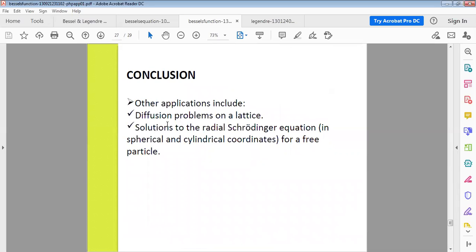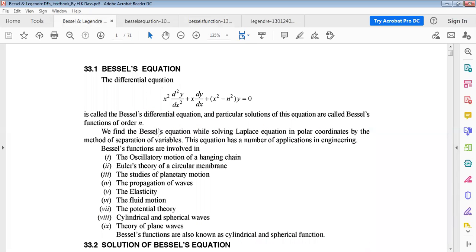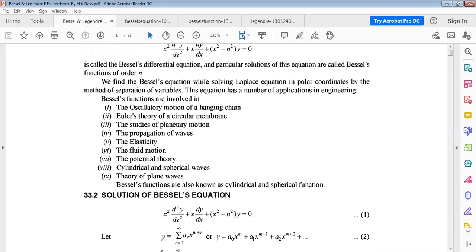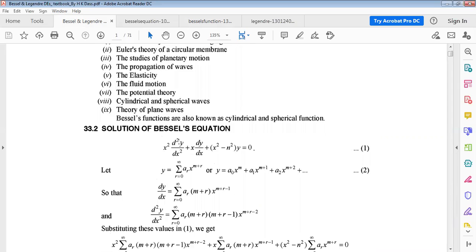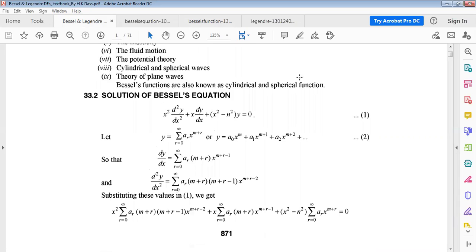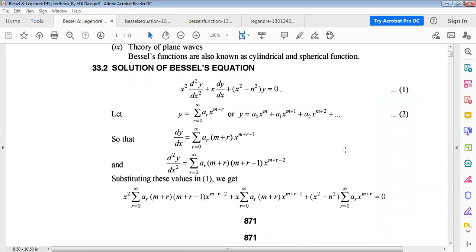Other applications include diffusion problems in a lattice, and the solution of the radial Schrodinger equation in spherical and cylindrical coordinates for a free particle. There are many applications of Bessel functions, also Legendre functions. Now, for solutions of the Bessel equation we will use the power series method. In the previous class, in the previous example, we used this power series method. Consider y equals the sum from r equals 0 to infinity of a_r x to the power m plus r.